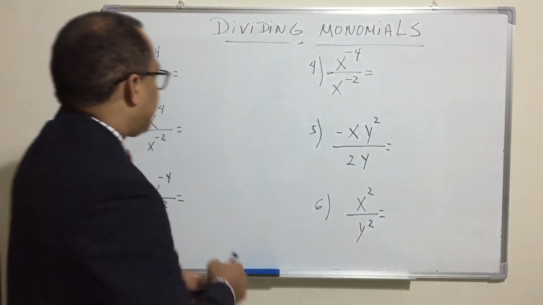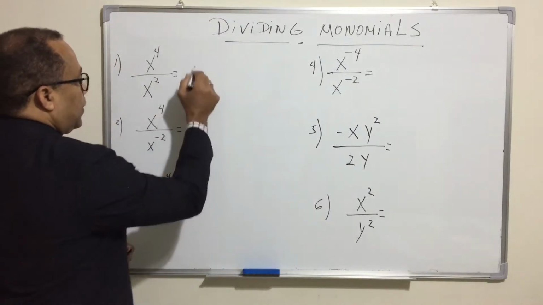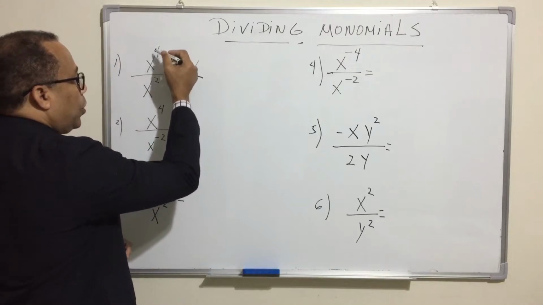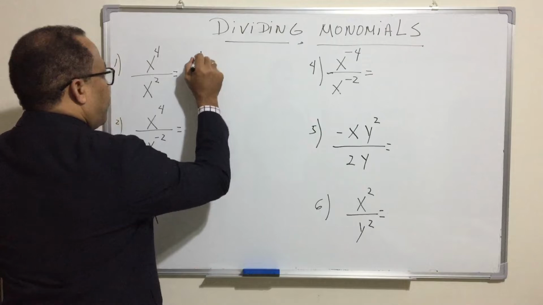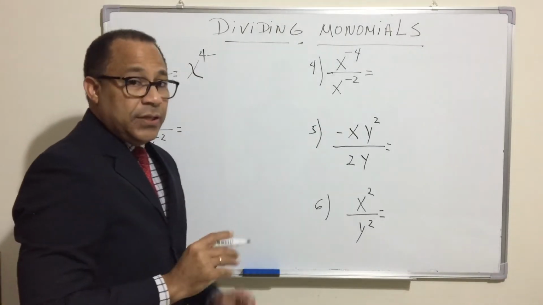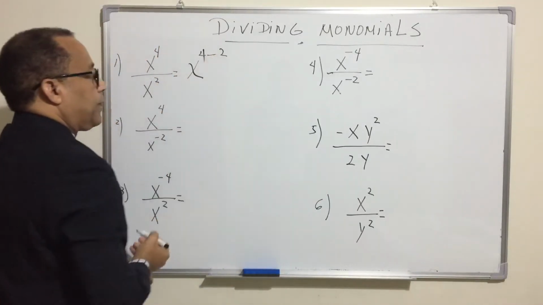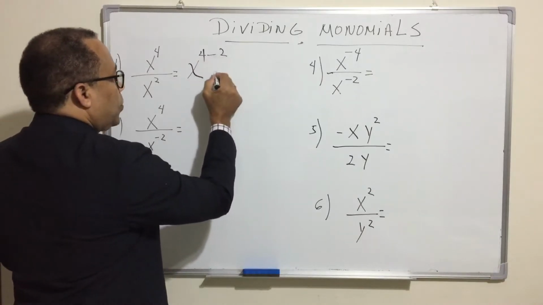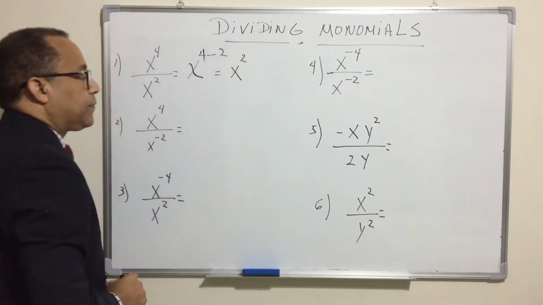Let's subtract them. X to the fourth divided by x to the second equals x, and then I am going to subtract the exponents. So this will be 4 minus, because we said subtract, 2, and here's the 2. So x to the fourth minus 2 equals x. 4 minus 2 is 2.